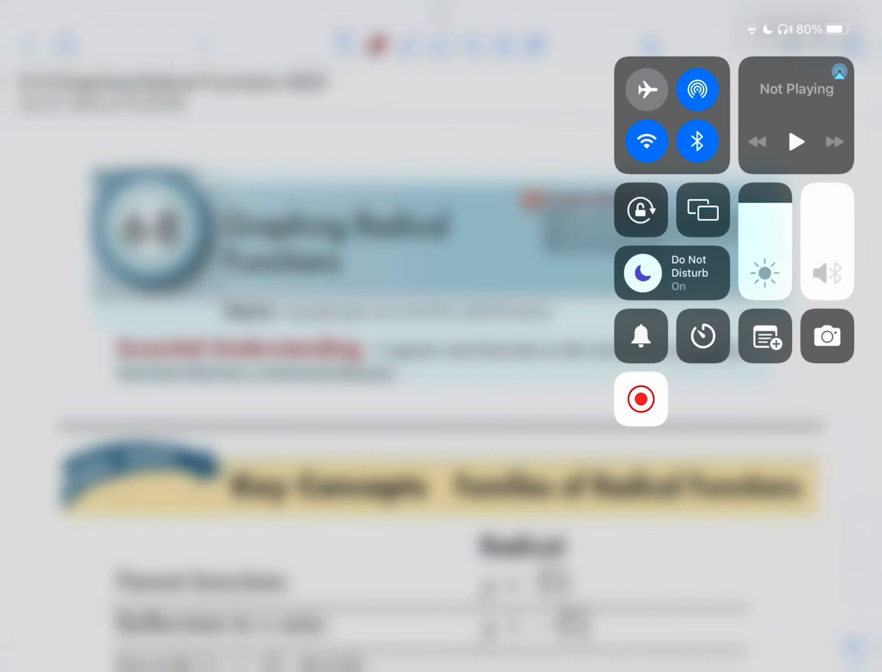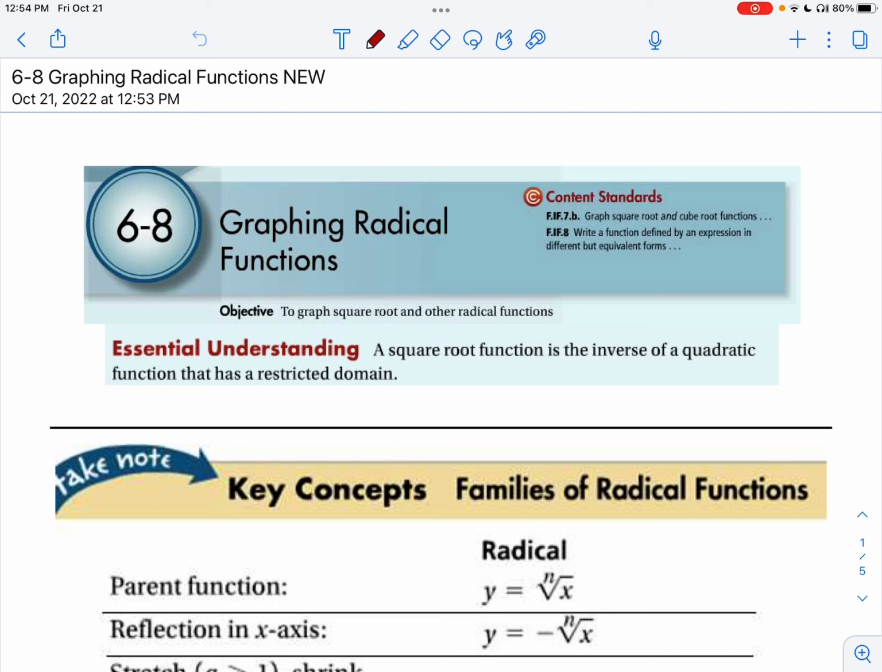Hey everybody, it has been 10 years since I redid the 6-8 notes, so I thought it was about time to get a new copy. Hopefully I've condensed it to the most important facts and it's organized enough that you can follow along.